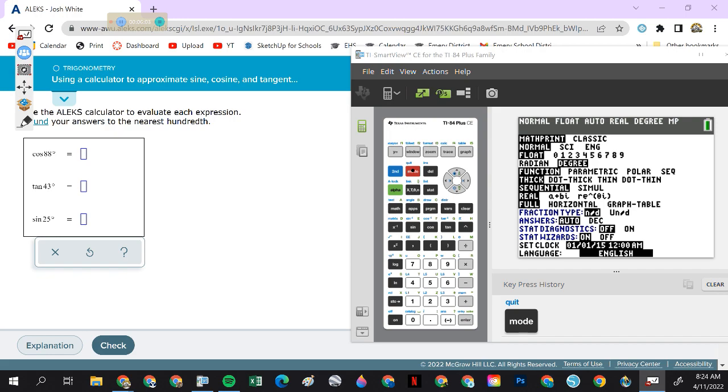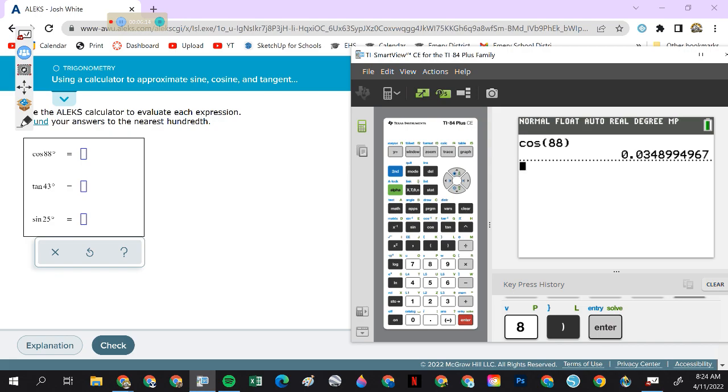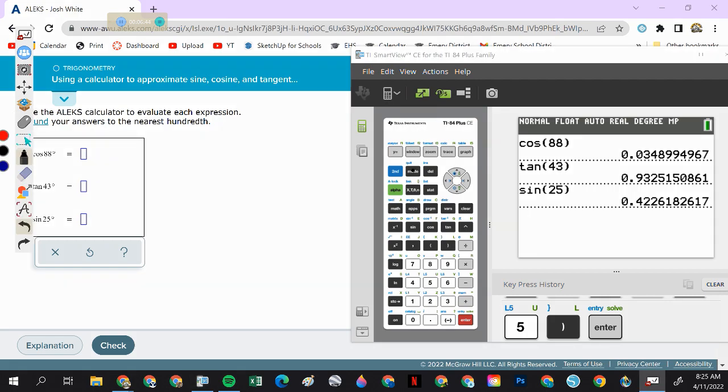All right. So all we have to do here is the cosine of 88, and it gives us 0.03. Okay. So the tangent of 43 is 0.93, and the sine of 25 is 0.42. Now, what do those numbers mean? Well, I would say most math students don't understand what the sine of 25 is asking.